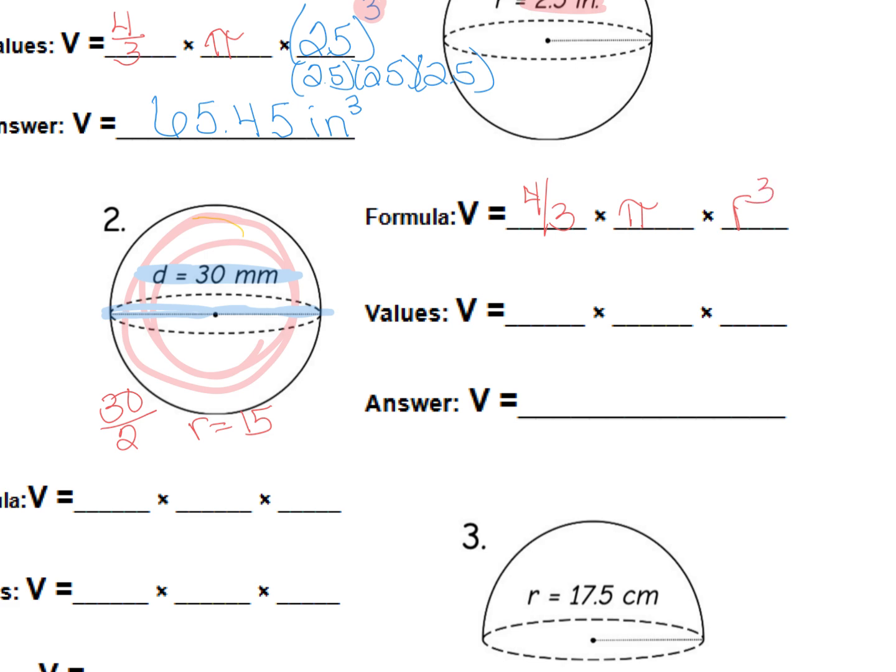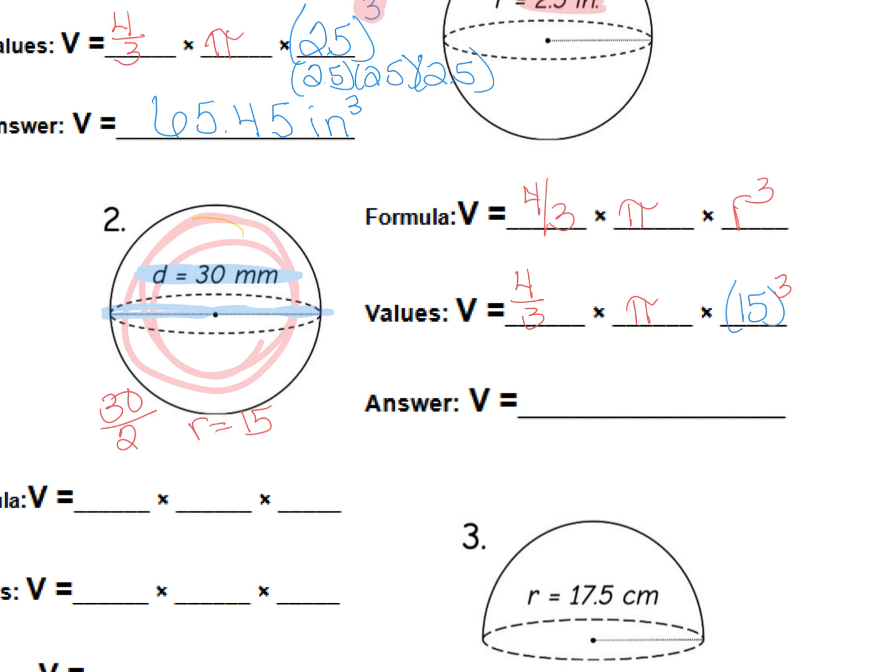And I'm just going to substitute in. So once again, I'm going to rewrite the 4/3, the pi, and my radius now I know is 15. And I'm just going to cube this. So now I'm going to go back into my Desmos calculator, and I'm going to retype that in, 4/3, the pi button, and put in 15, and I'm going to raise it to the 3rd power.